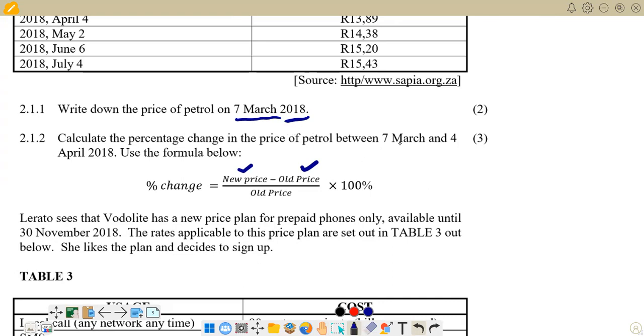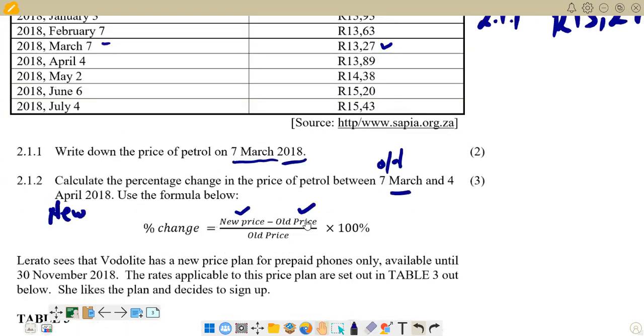But remember, we are given a hint in terms of the reference of those prices. 7 March is where we are starting, so this is going to be our old price. And 4 April 2018 becomes our new price, because it is the latest, so it becomes the new. We are going to substitute the old here and the new here. So we go and check on 7 March and 4 April in the table that we are given.